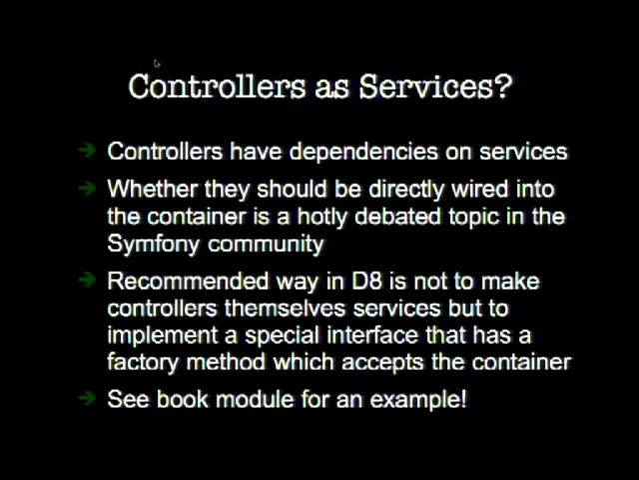The recommended way is to implement an interface. It's the controller interface, I believe. And it's just one method, a static factory method. That factory method accepts the entire container and can use it to pull out services and instantiate the controller with whatever services it needs. An excellent example of this in core is the book module, so have a look at that. There's also really great documentation explaining how the book module was converted to use the new routing system and how the book module's controller gets its dependencies injected.